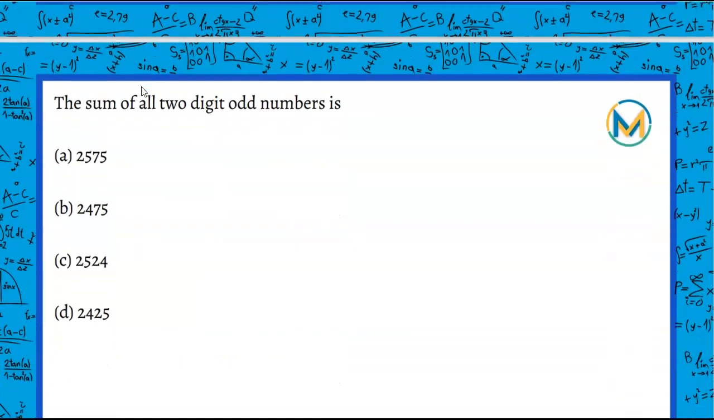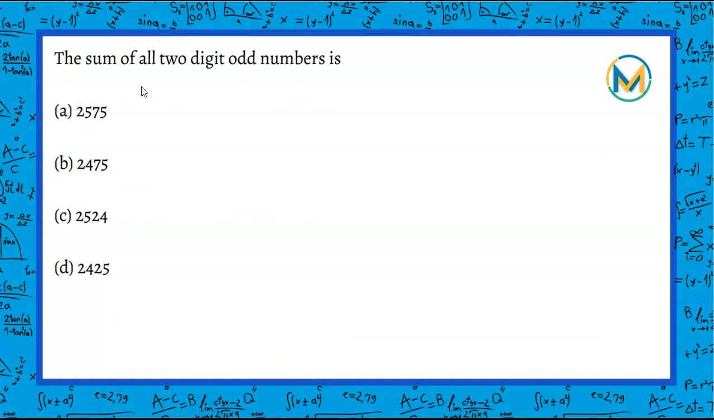The next question here. I need to find the sum of all two-digit odd numbers. So odd numbers are basically those which are not divisible by 2. The first two-digit number starts from 10, but it's not odd. So the two-digit odd numbers would start from 11. Then you have 13, then you have 15, and so on. The last two-digit number is 99, which is also an odd number.